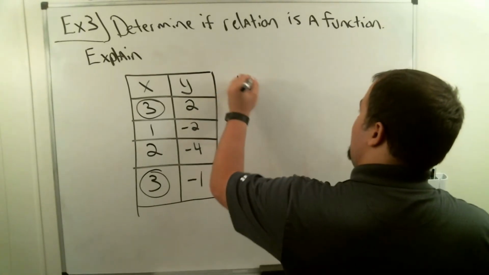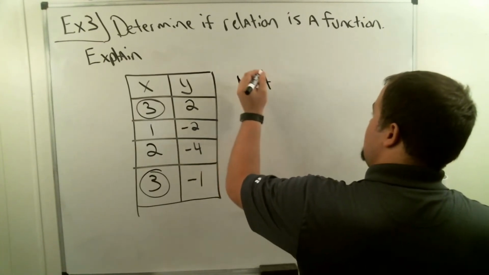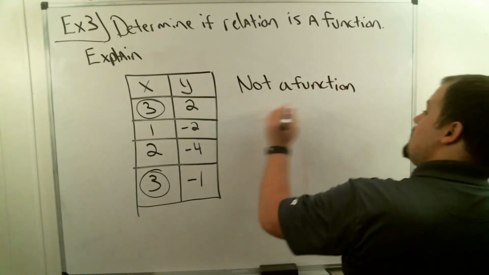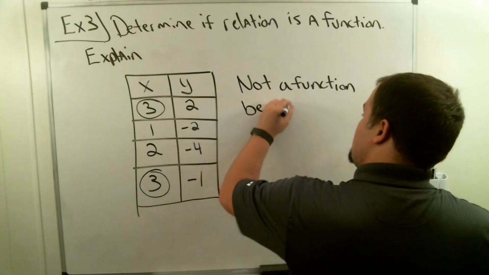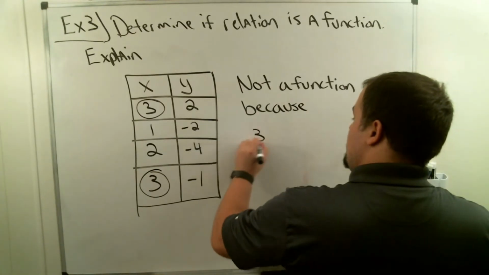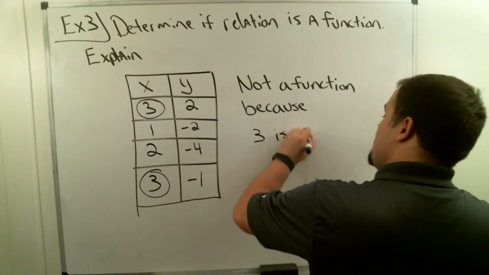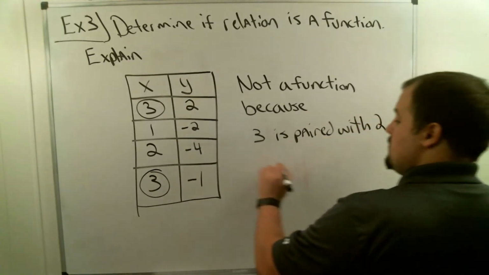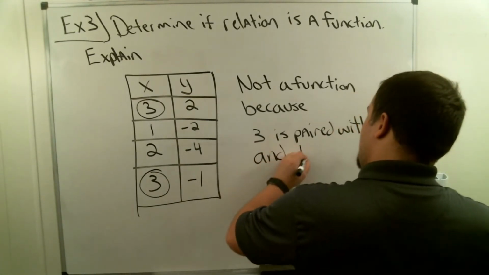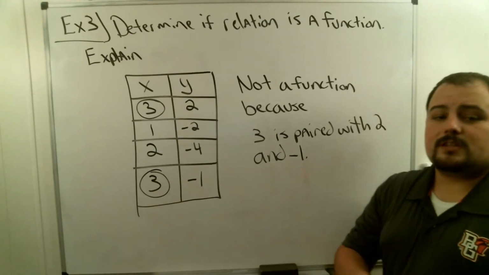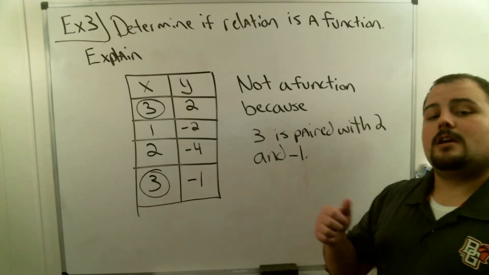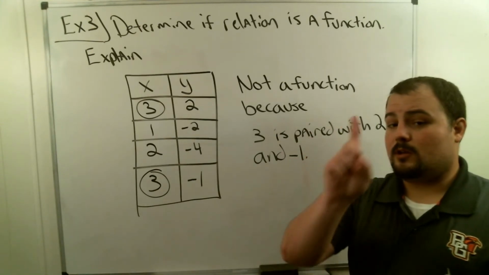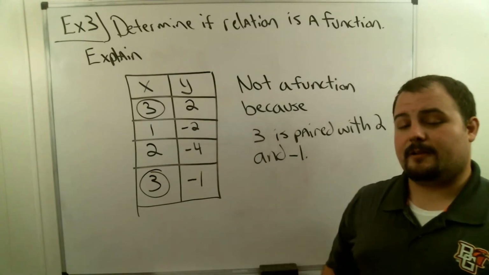So you would say, no, it's not a function, because 3 is paired with 2 and negative 1. So we know that this is not a function because the number 3, which is 1 x value, is paired to 2 different y's. And in the rule, we're only allowed to have 1 x to 1 y.